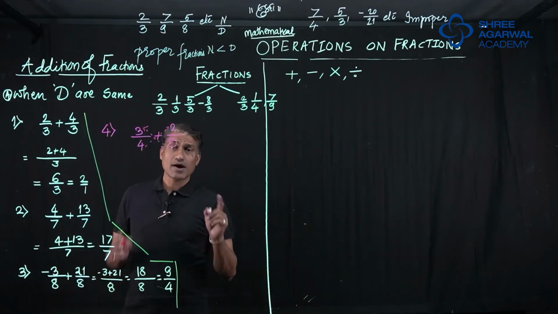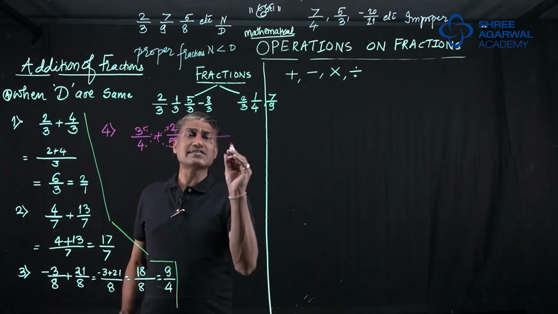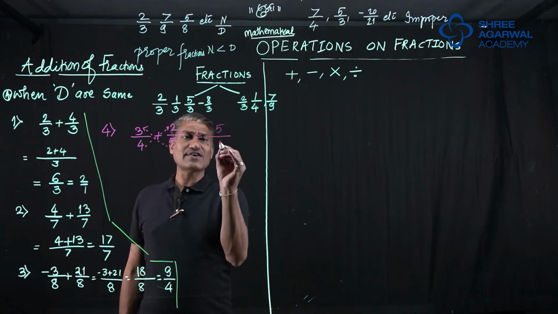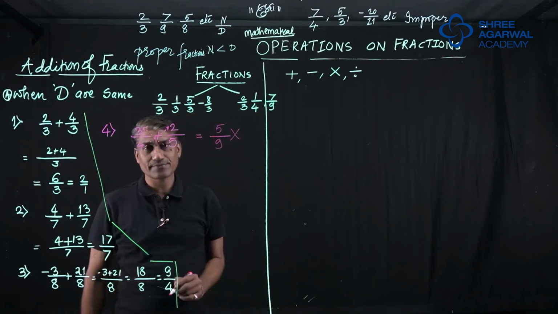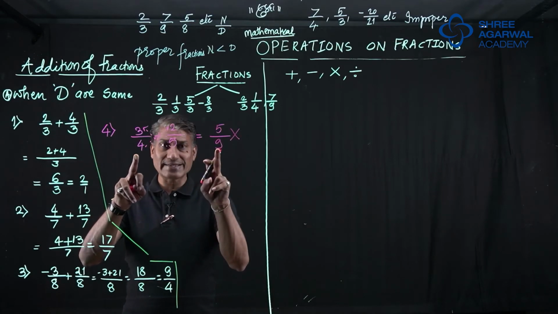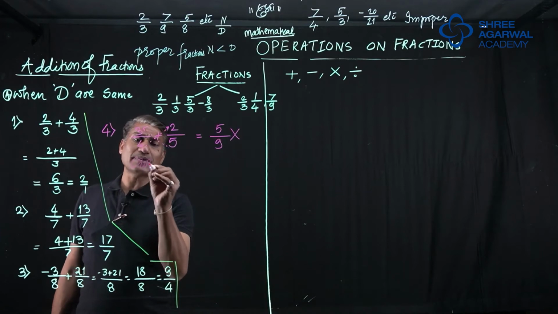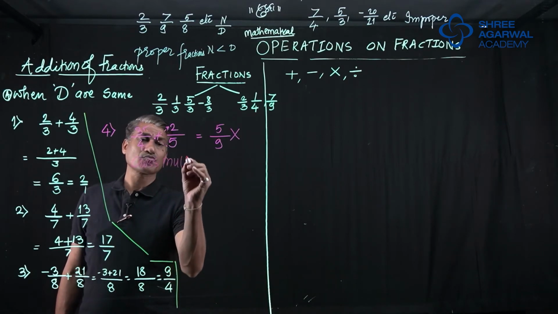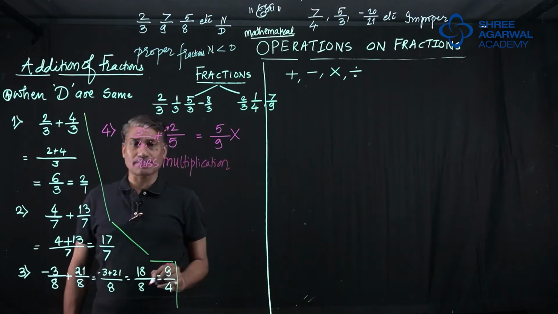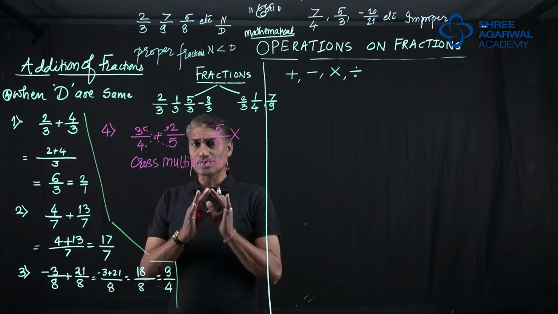Remember, again I will tell you some common mistakes. Many people do this: 3 plus 2, 5, 4 plus 5, 9, absolutely wrong. When the denominators are different, it means you cannot add like this. So what is the first method? It is called cross multiplication. Here we are not going to take the LCM. We are going to simply cross multiply.